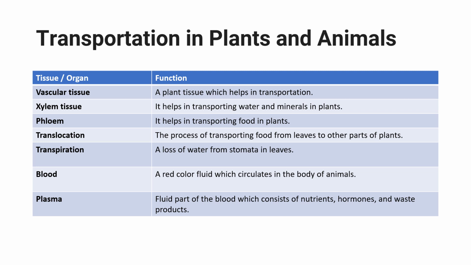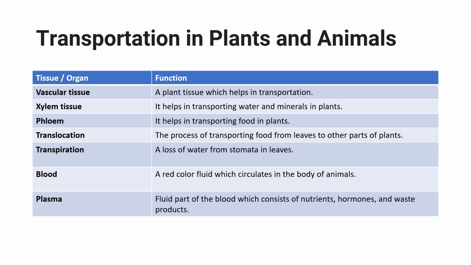Let's look at the transportation in plants and animals. So these are some tissues or organs involved in the transportation and here are the functions which are written opposite to each. Now I will read each tissue or organ and its function respectively.